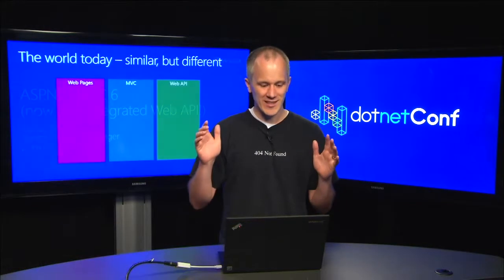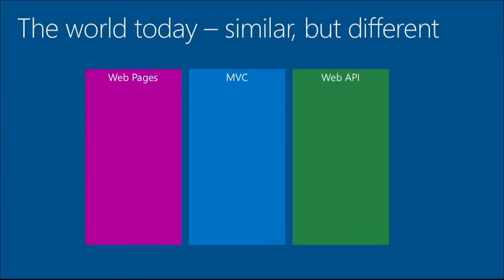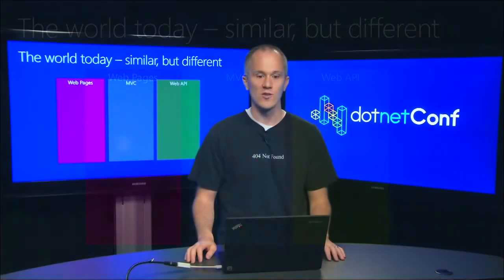So what is MVC 6 all about? Well, let's look at the state of the world today. Today we have various frameworks built on top of ASP.NET. We have web pages, a lightweight framework for building web UI, very simple, very quick, just create a bunch of pages and you're good to go. We have MVC, which is great for building larger applications with more structure, great for testing. And then you have Web API, which is great for doing web services, web APIs where you want to target a variety of clients, browsers, mobile devices, and so forth.